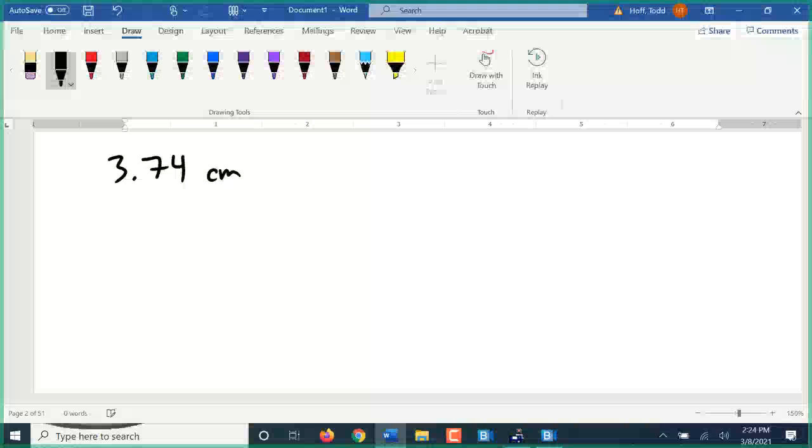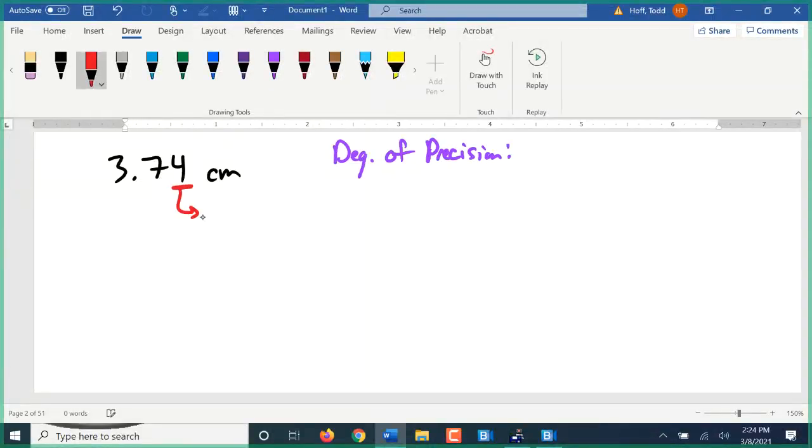So if I give you the measurement 3.74 centimeters, it is implying a degree of precision of whatever the place value is of that last digit. This last digit is the 100th. So it is implying a degree of precision of 100th of a centimeter, or 0.01 centimeters.